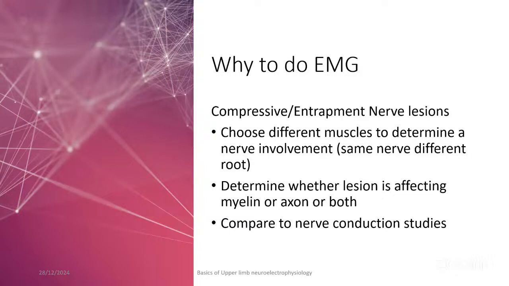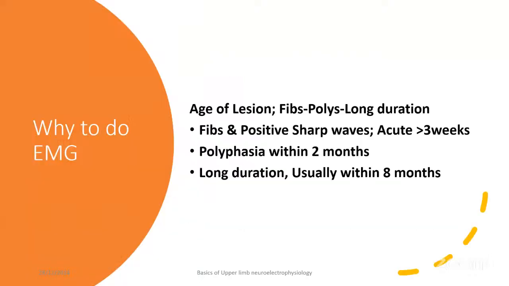Compressive entrapment nerve lesions: choose different muscles to determine a nerve involvement. So same nerve, but different roots. Determine whether the lesion is affecting myelin, that is demyelinating, or axonal, or both. So fibrillation potentials and polyphasia or long duration suggest the insult has happened more than 3 weeks ago. Polyphasia within 2 months. Long duration usually within 8 months. So the timing of the insult can be gauged, which I will explain in further slides.